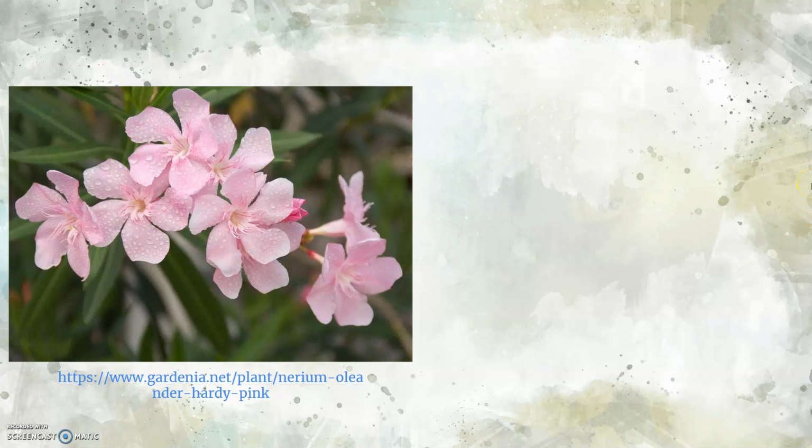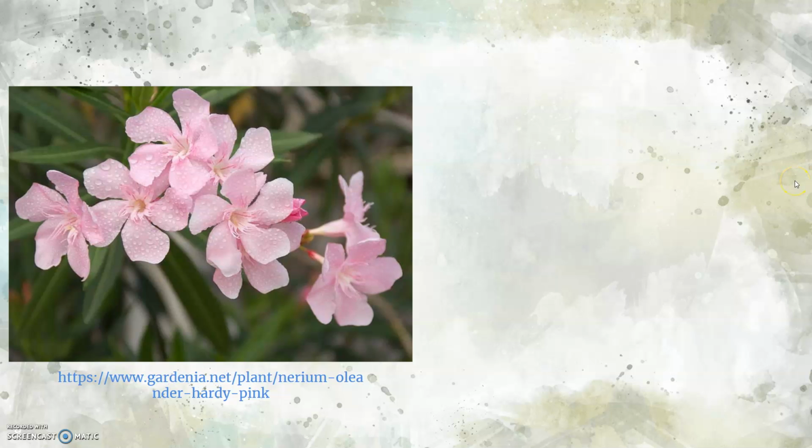Here is one of the oleander flowers. This is the hardy pink variety. And this very light pink flower can definitely differ in its coloration. It's usually pink or a dark red color, but it can even be white and very rarely yellow.